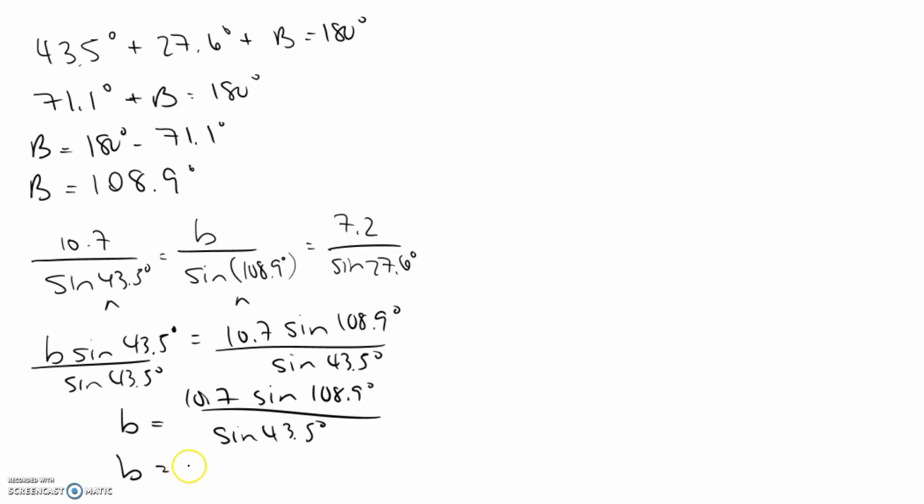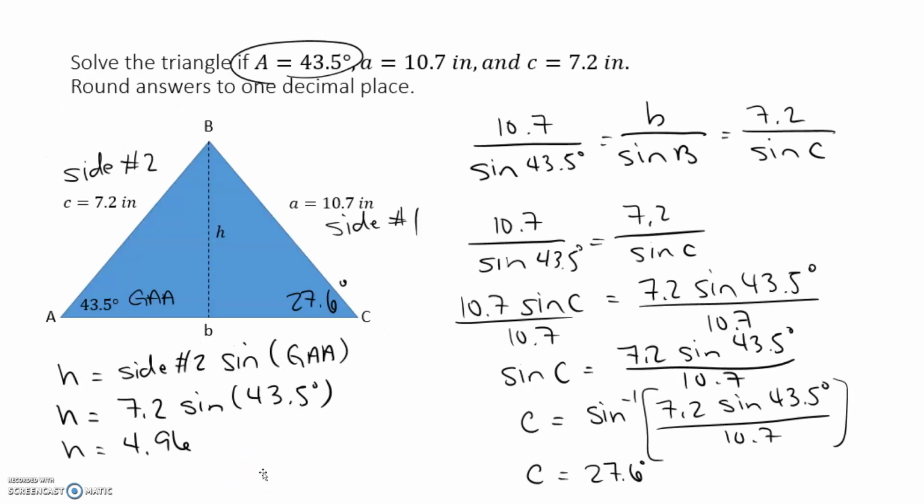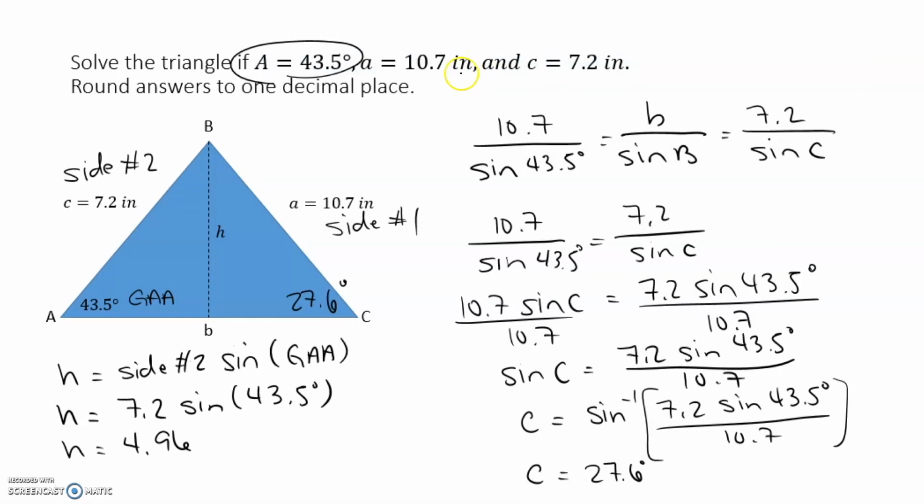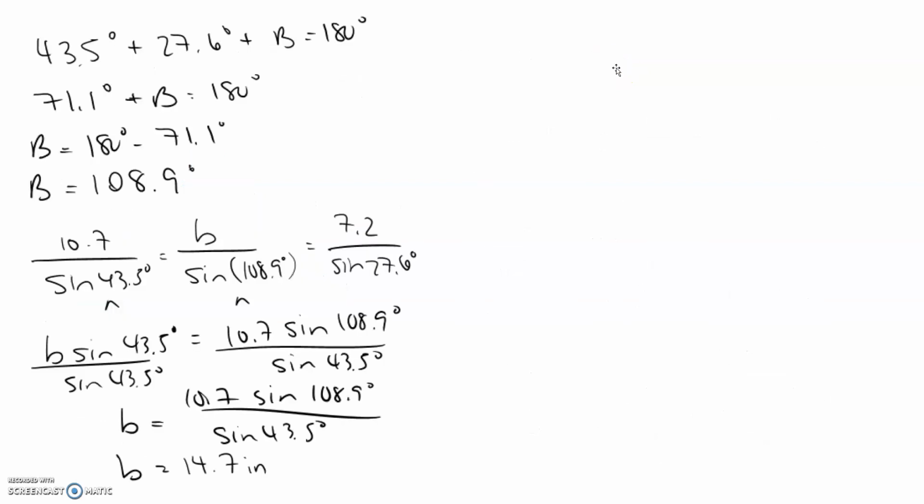Alright, so B would be equal to 14.7 inches, since they were using inches for their sides right here. Okay. So we have that angle C is equal to 27.6. Angle B is 108.9. And side B is 14.7 inches.